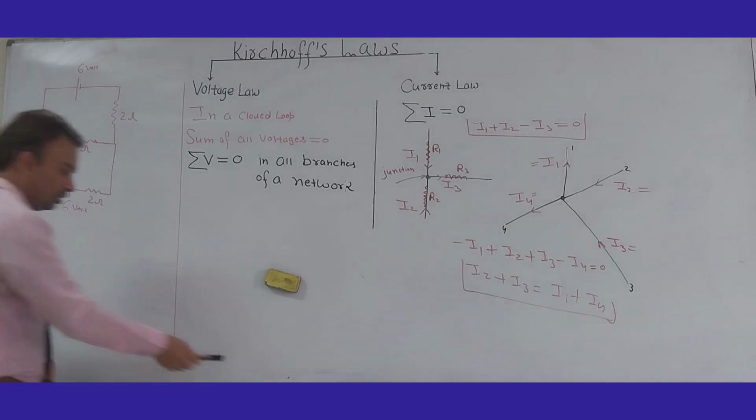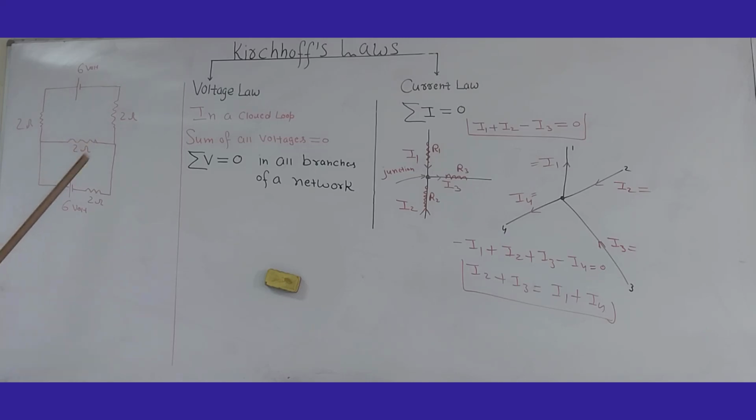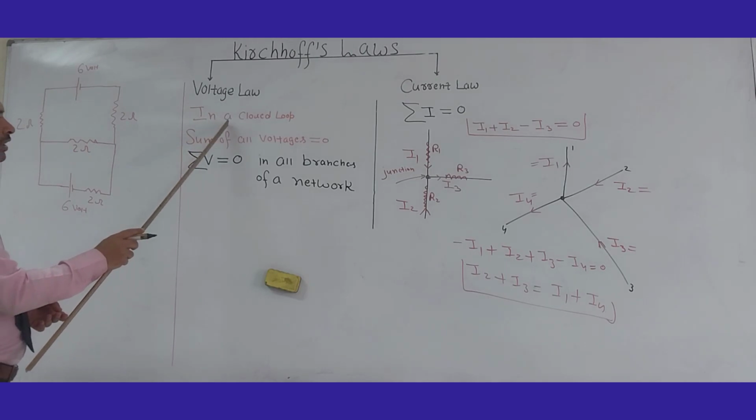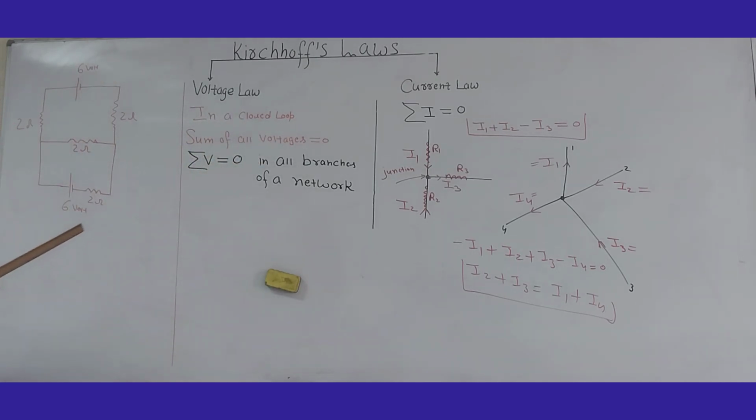How much current is flowing here, how much current is flowing here. So we have to calculate the current flowing in each branch, right? So the Kirchhoff voltage law says that in a closed loop, the sum of all the voltages should equal 0, right? So you see how many loops can be there? 2 loops, right? Upper loop, this one, and the lower loop, right?